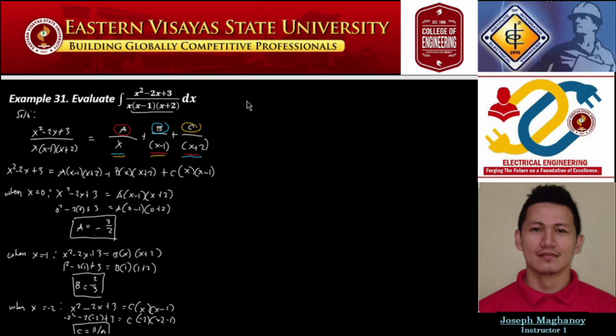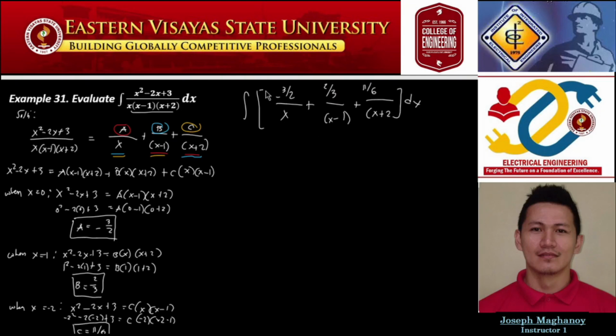So that is the integral bracket. What is the value of our a? That is negative 3 halves all over x plus. For b, that is 2/3 over x minus 1. How about for c? 11 over 6 over x plus 2. Those are in brackets, dx.